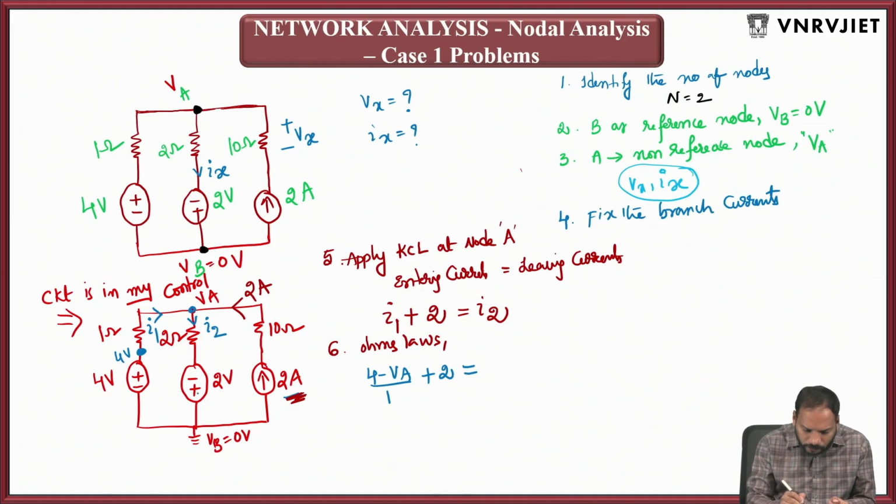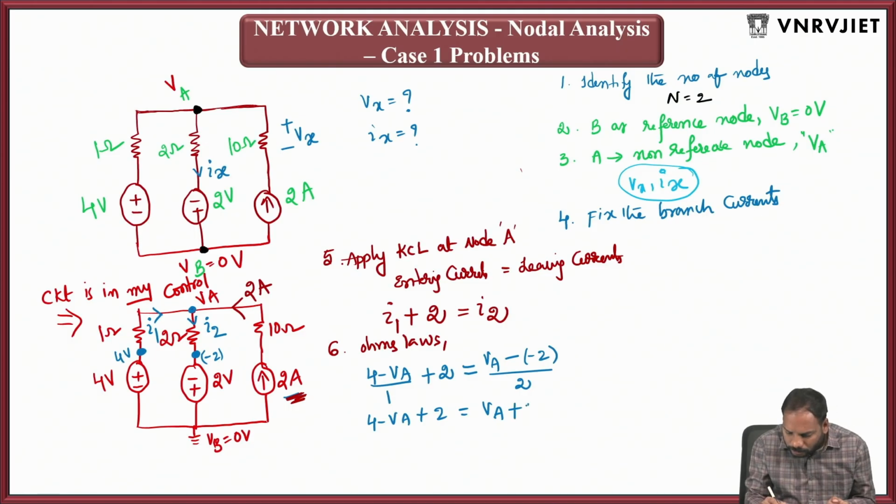So the value of I2 is this end potential VA minus this end potential, which means this potential with respect to ground. This potential with respect to ground is how much? It is minus 2. So you should be very careful about it, right? That means it is minus 2. Okay, and it is divided by 2. So that means (4 minus VA) plus 2 equals (VA plus 2) divided by 2.